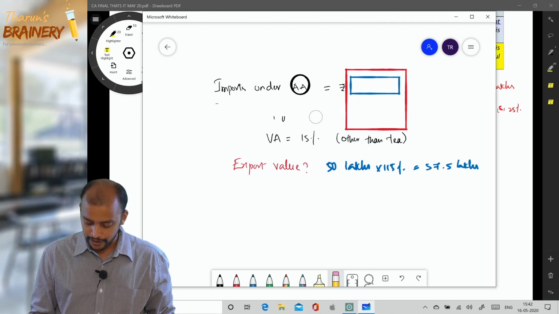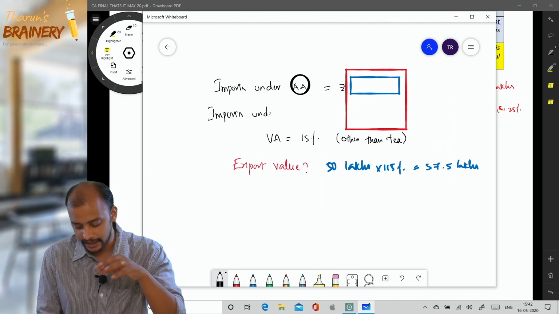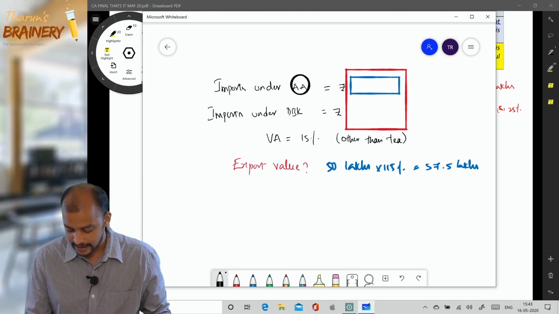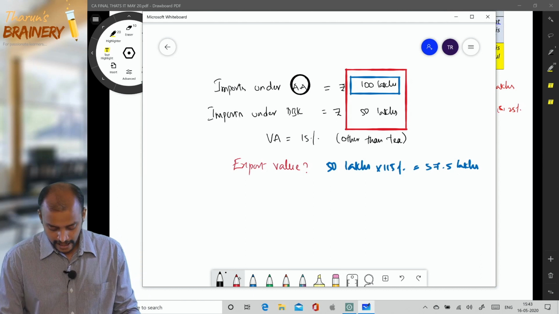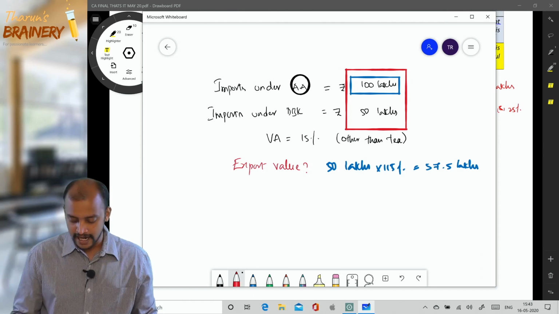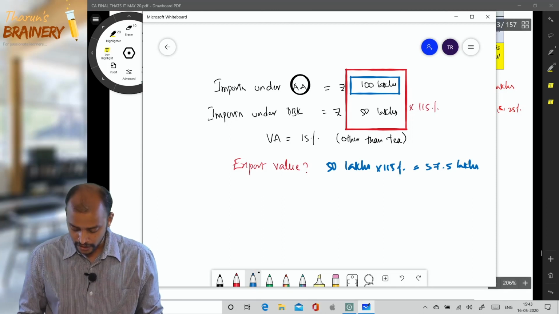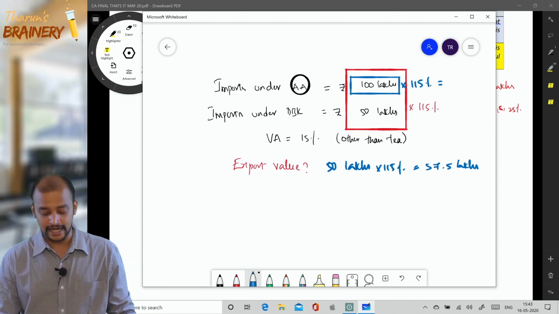It is not import on payment of duty. It is imports under duty drawback, or some other incentive. Imports under duty drawback, DBK. Say this is some 100 lakhs and this is some 50 lakhs. Now, again the same, should we take 100 plus 50 multiplied with 115%, or should we take 100 and multiply with 115%, which is the correct answer?